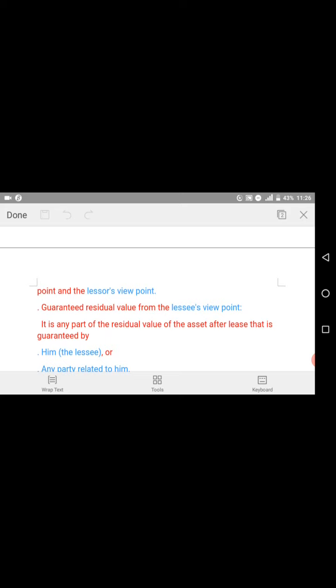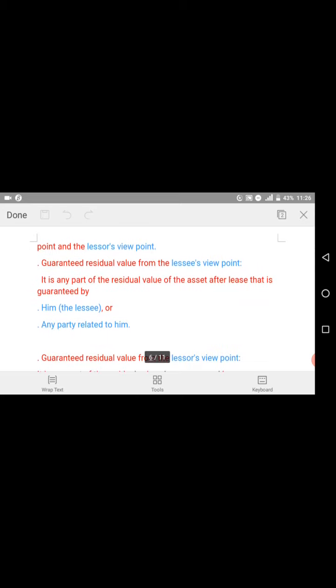It says it is any part of the residual value of the asset after lease that is guaranteed by him as the lessee, or any party related to him, any party related to the lessee. So those are the two main areas.